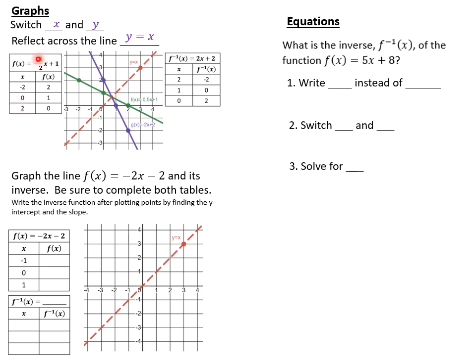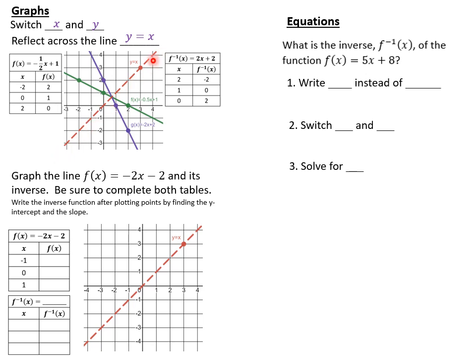Plug in 0. This first turns into 0. Plus 1 is 1. Plug in 2. Negative times a positive is a negative. 2 goes into 2 one time, so that's -1 plus 1 gets us 0. So we've got that set of ordered pairs. That's this green line right here. Switch those ordered pairs. Okay, gets us 2, -2, 1, 0, 0, 2. Those are those purple points right here.